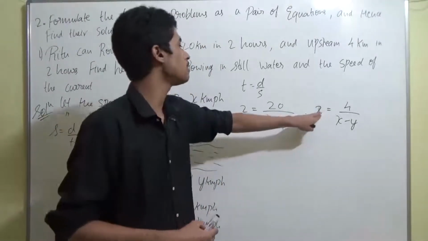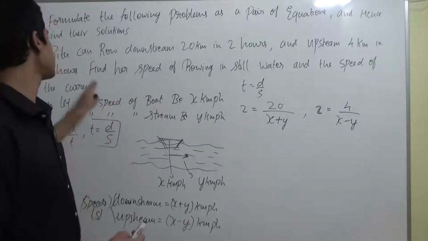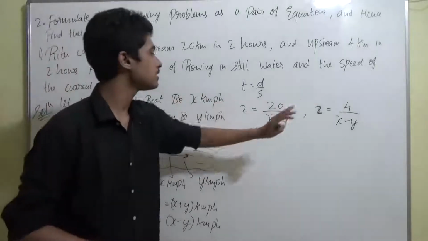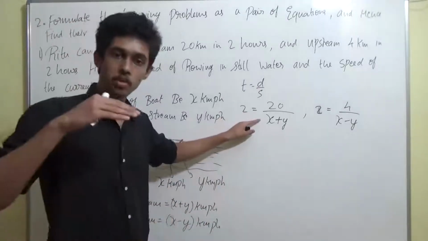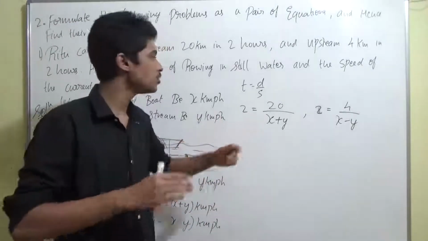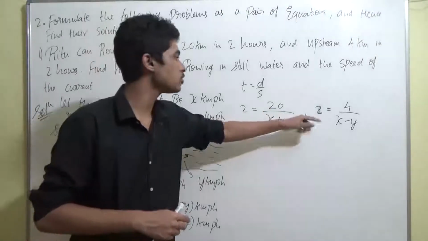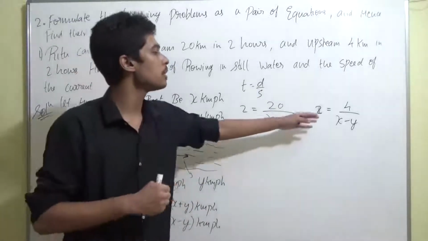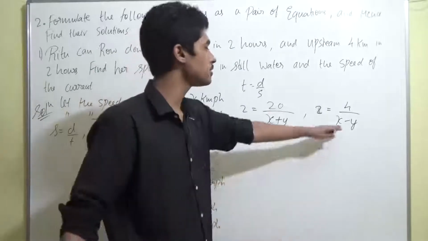But it takes the same time, 2 hours. Even for the upstream they gave us 2 hours, so 2 is the same in place of time, and the distance changed from 20 to 4, correct? When you are swimming downstream, your speed is more, so in 2 hours you will be able to travel 20 kilometers. In upstream your speed will be reduced, so in 2 hours you will be able to row only 4 kilometers, and the speed is x minus y.